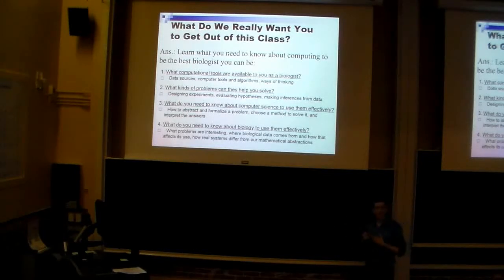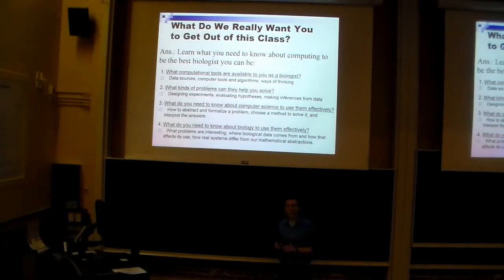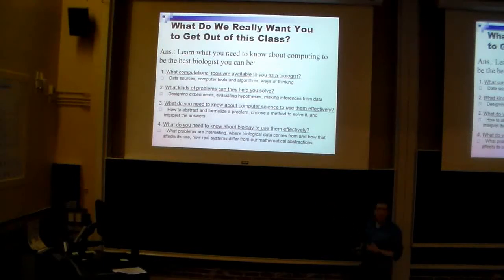So how to take a complicated, messy biological system and reason about abstracting it, formalizing it mathematically, identifying good methods to solve it, and interpreting the answers that come out of these methods. And as we go through the term, I will be revisiting again and again how we need to think about these issues and how being able to think like a computational person will help us work more effectively with these tools.